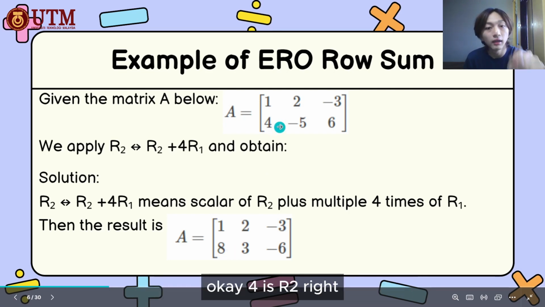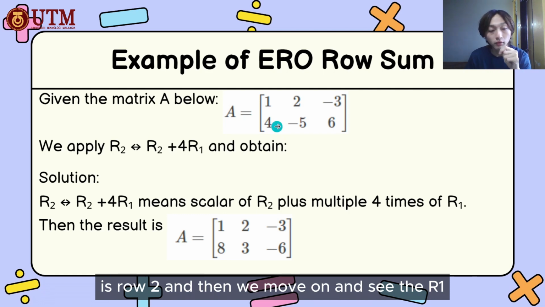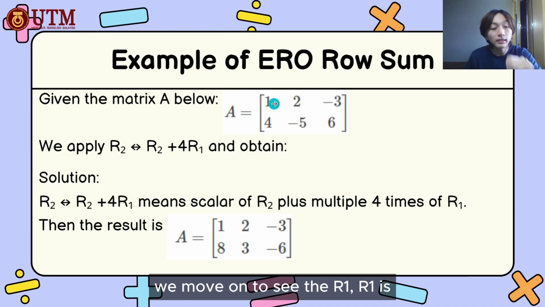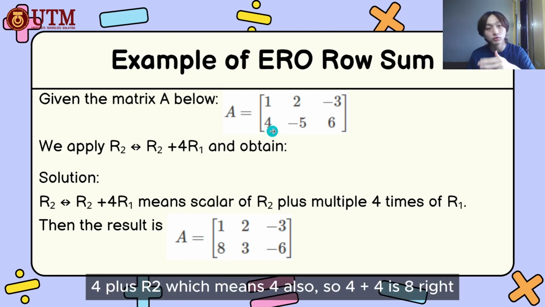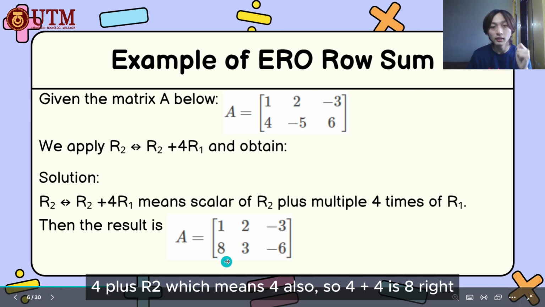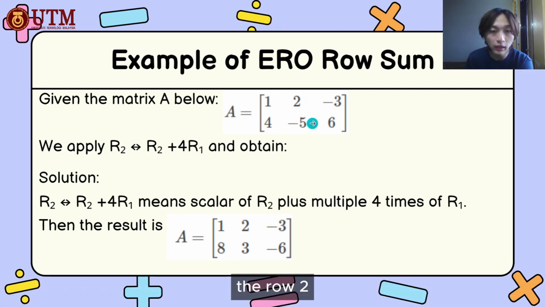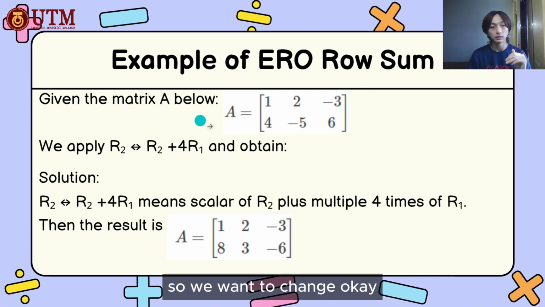Why? Okay, 4 is in R2, right? It's row 2. And then we move on and see R1. R1 is 1, right? 1 times 4 is 4. 4 plus R2, which is 4 also. So 4 plus 4 is 8, right? Also the same for the second column. You can see the row 2 in the question is -5. So we want to change. Okay?